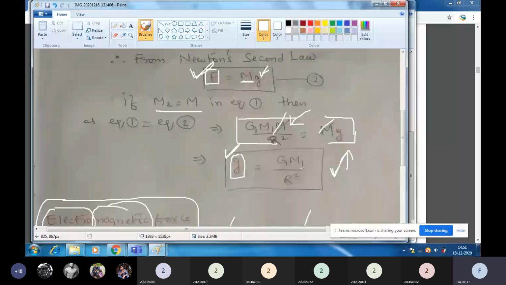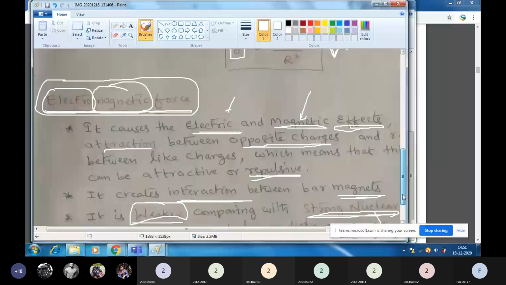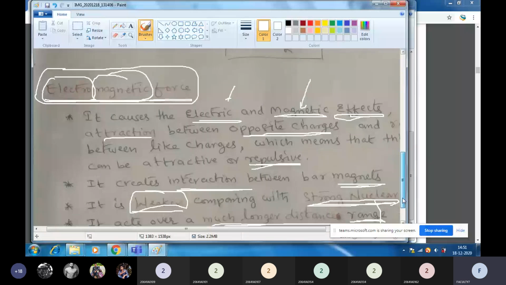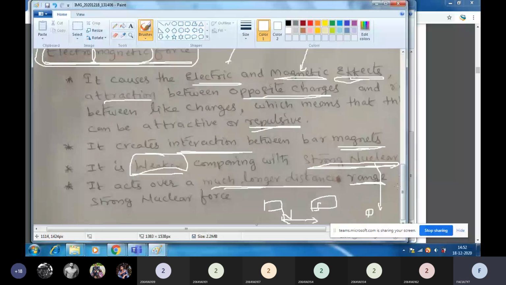Now thereafter we had seen about the electromagnetic force. So what are the important points we had covered? Electro means it will be having the electric field, related to electric effects. Next, magnetic field effects also will be there. Next important point is that this particular electromagnetic force might be attractive or repulsive. Next thing, the force will be existing between the magnets. Next thing is that it is weaker when compared with the strong nuclear force, but the distances of existence of these forces will be larger.